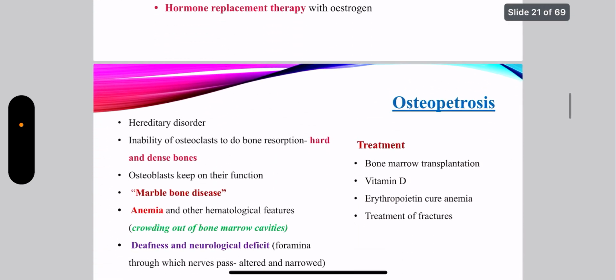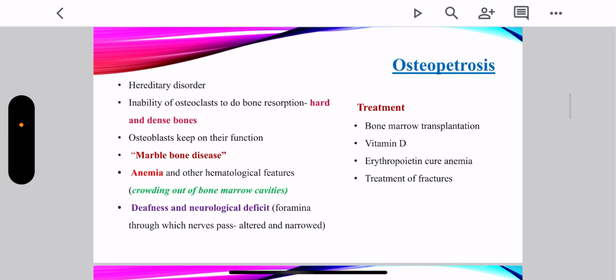Now we will discuss osteopetrosis. What is osteopetrosis? It is a hereditary disorder, first of all, and it is characterized by inability of osteoclasts to carry out the process of bone resorption. So bone resorption will not happen or it will get delayed. So what will happen? The bones will become very hard and dense. It will lead to hardening of the bones.